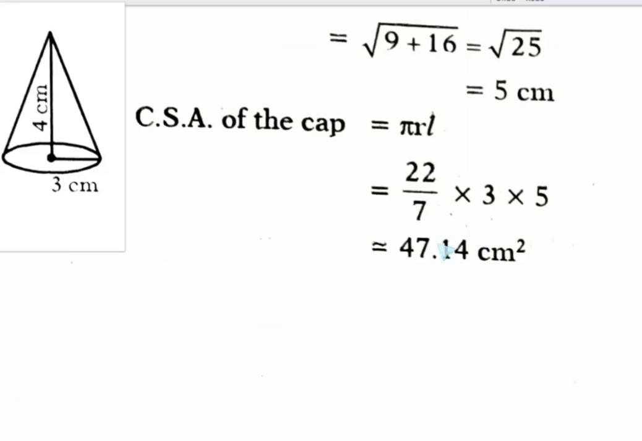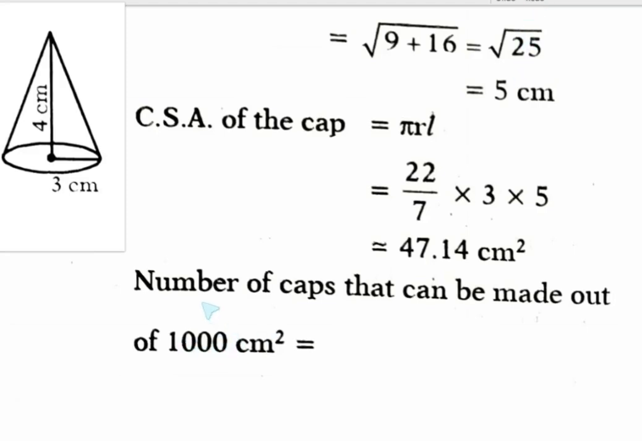The curved surface area of the cap is 47.14, but we have 1000 centimeter square cloth. The number of caps that can be made from that 1000 centimeter square is equal to the total area divided by the area for one cap. For one cap we need 47.14 centimeter square. If we divide 1000 by 47.14, we will get the number of caps.